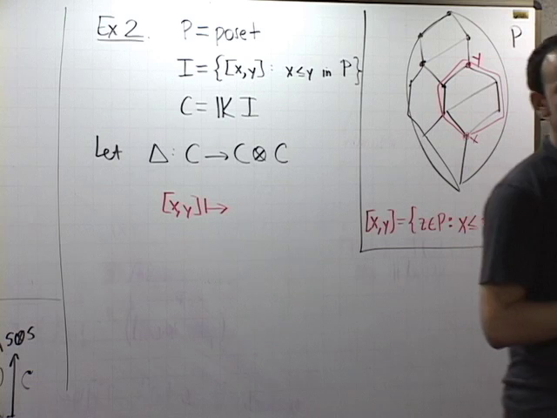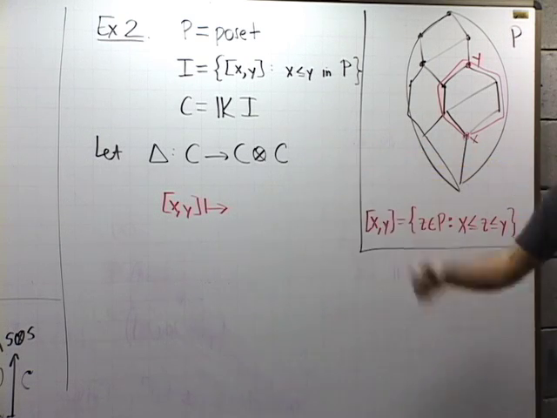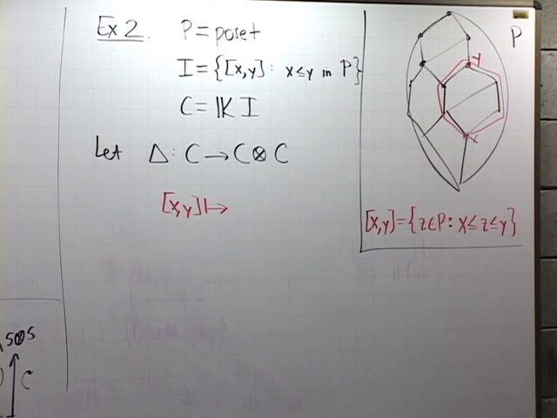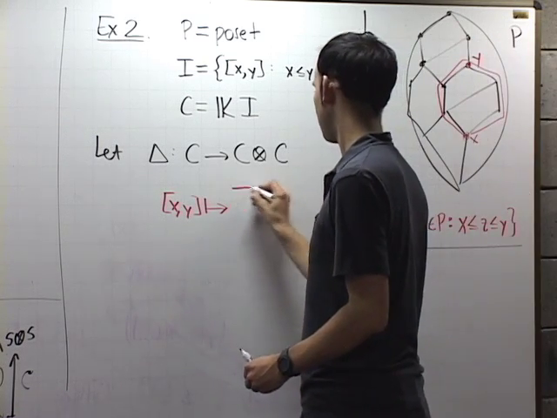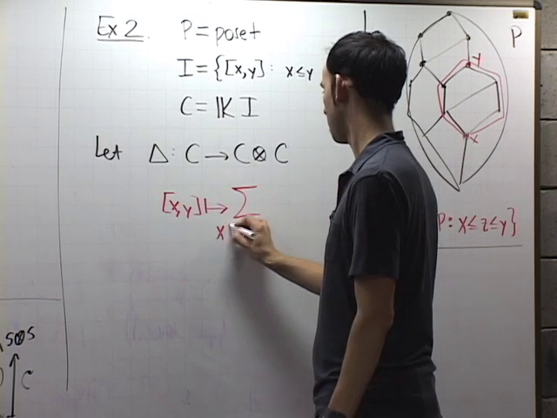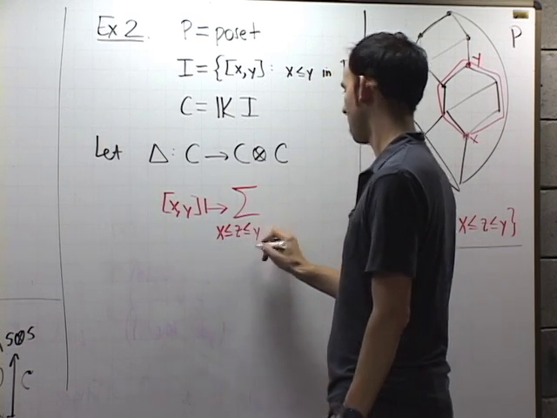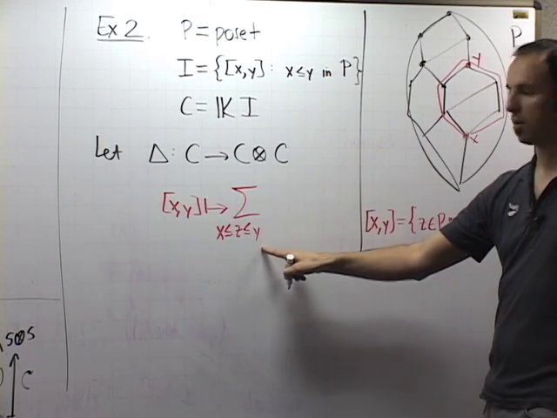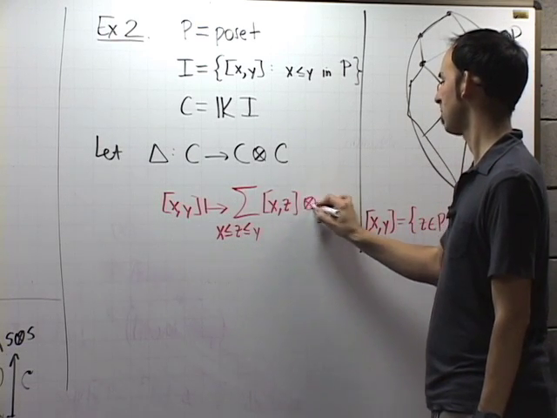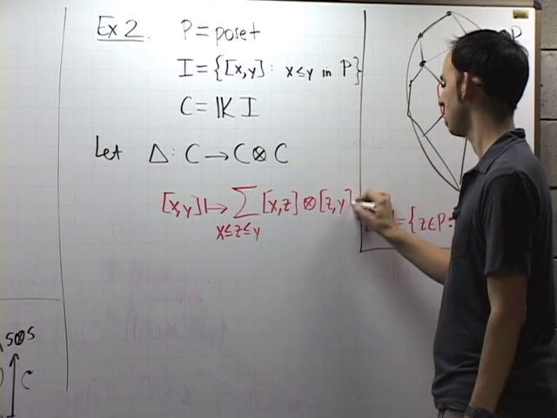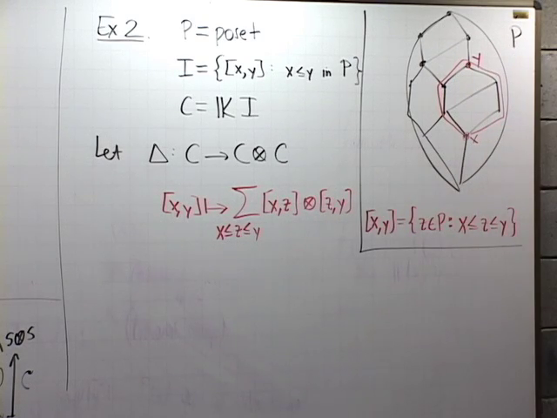And I'm going to send it to something in C tensor C. There's different things that I could try here, and I want to do something that uses the poset. Okay? And what I'm going to do is the following thing. I'm going to take the sum over the things in the interval of xz tensor zy.